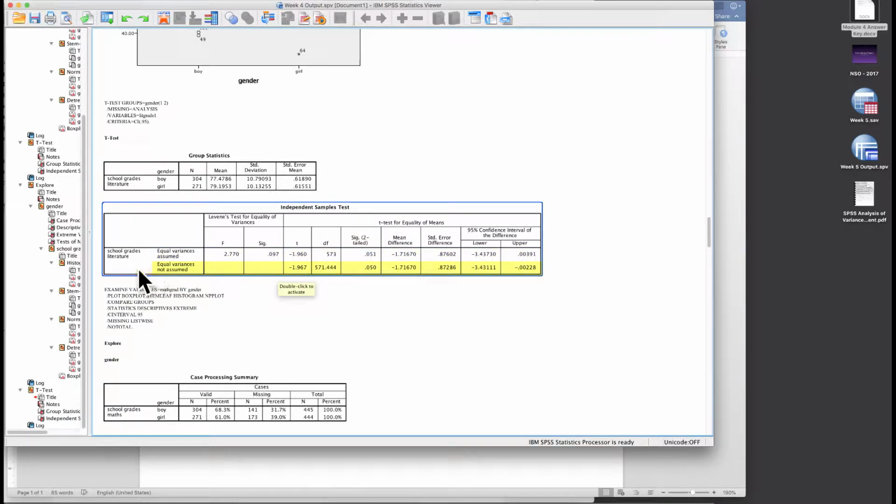And then you have another row, and this second row is equal variances not assumed. So in this case, if we can't assume equal variances, there's a t-score, there's a df, there's a significance rating, there's a mean difference, and there's slightly different values. So there are two rows, one on the top, one on the bottom.